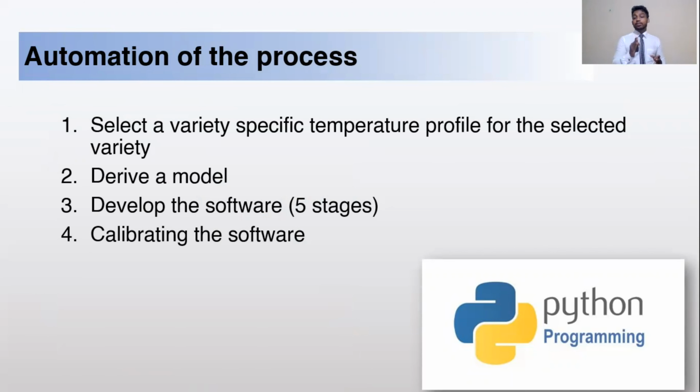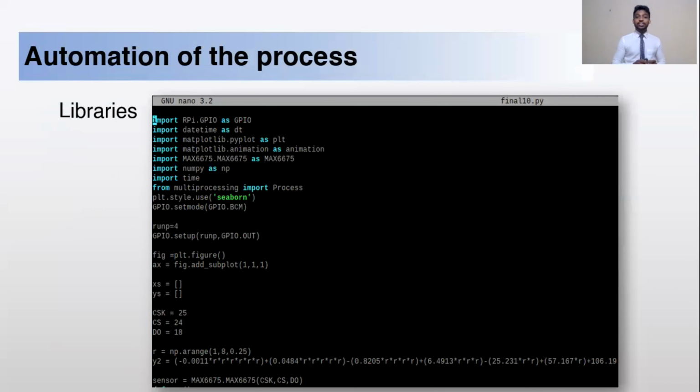For this, the language used was Python. At first, we developed a model by using data from a roast master for a specific variety of coffee, Arabica, and then the software was developed in 5 stages. Then the software calibration was done by using a simple model. And you can see the libraries are imported.